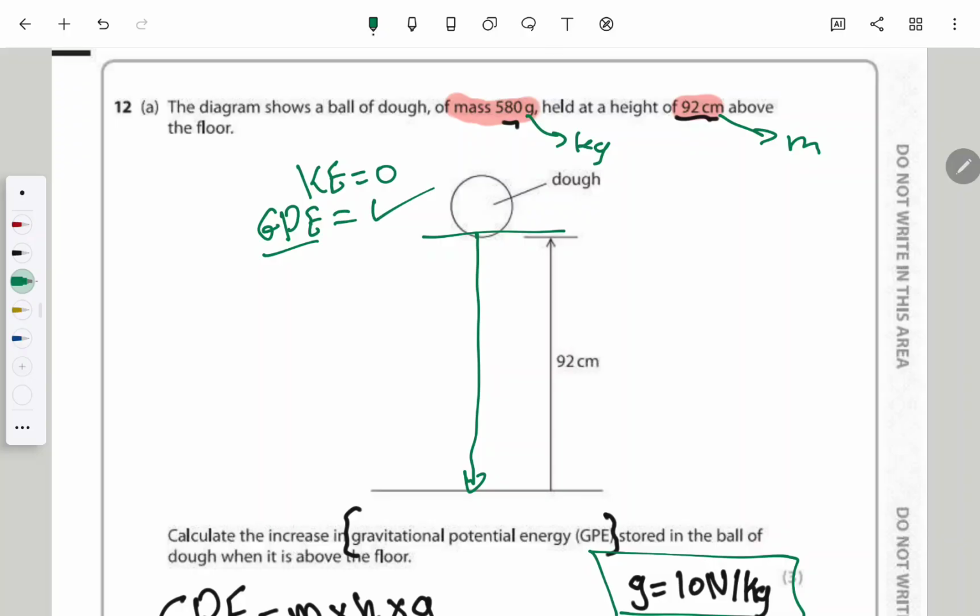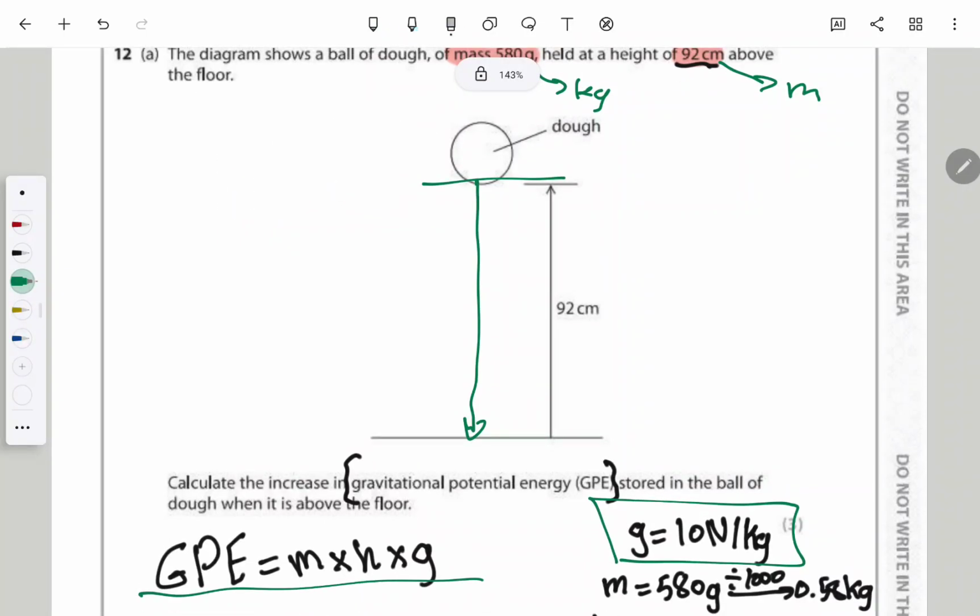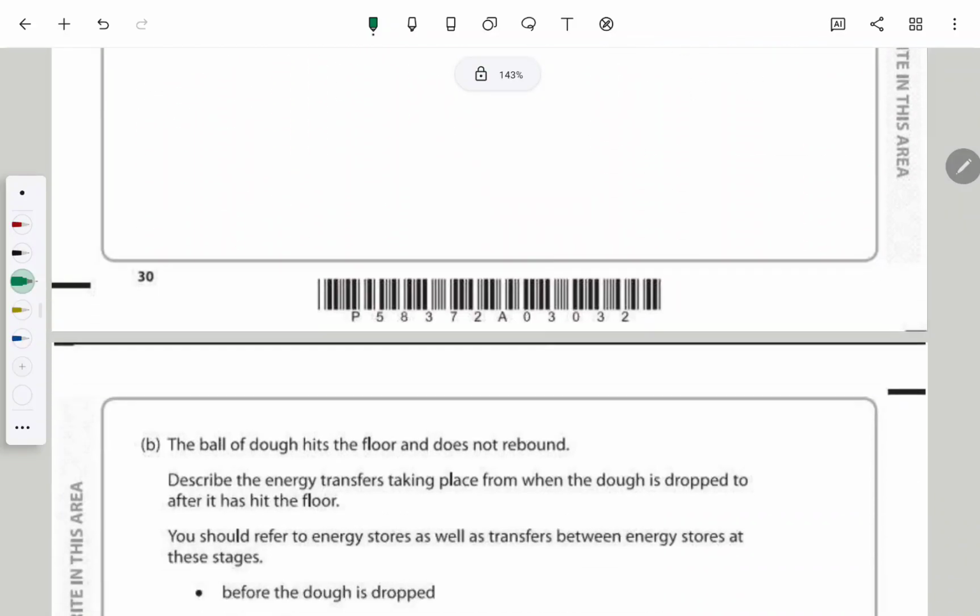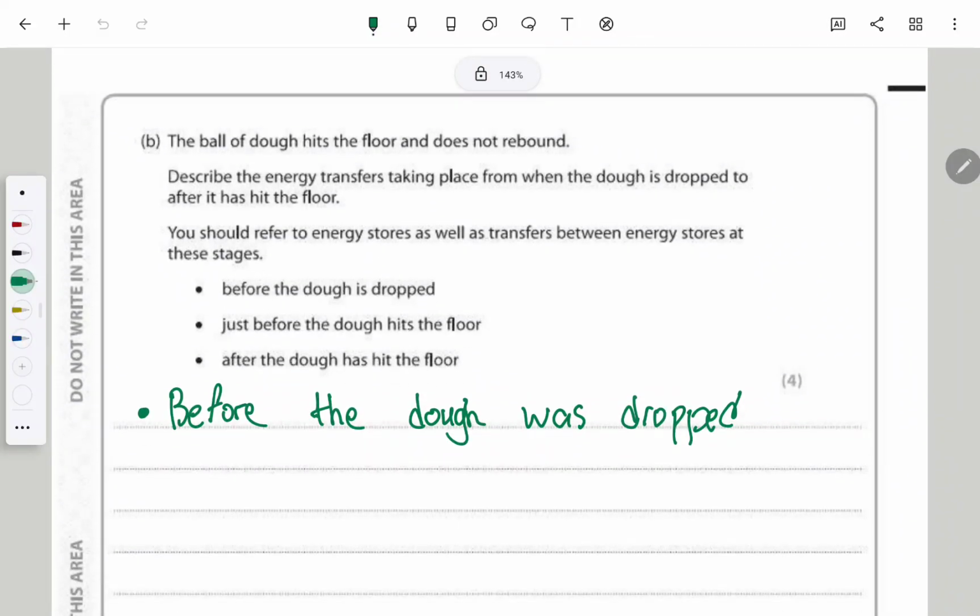I can't think of anything else. So all the energy right now is stored in the gravitational potential energy store. There is no kinetic energy. All right, so that's the section of before the ball being dropped. All you need to answer it with in this case is saying that before the dough was dropped, all energy was stored in the gravitational, or for short, GPE store.